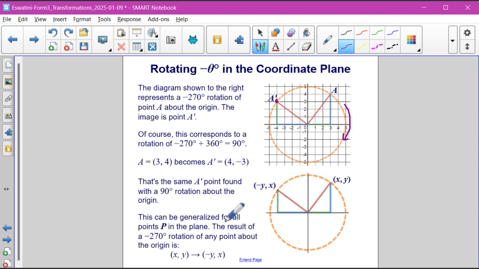This can be generalized for all points P in the plane. The result of a negative 270 degree rotation of any point about the origin is that (x, y) becomes (negative y, x), which again corresponds to the same rule that we derived for a 90 degree rotation about the origin.